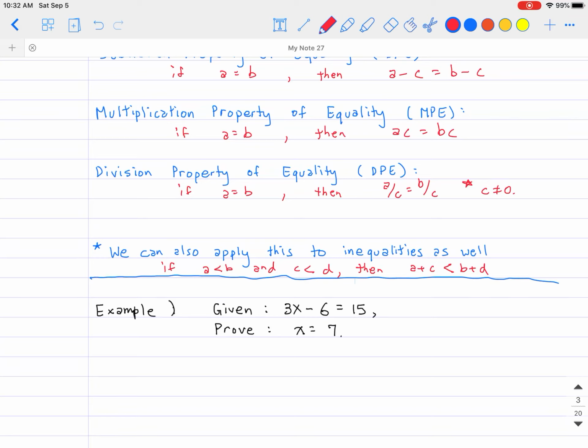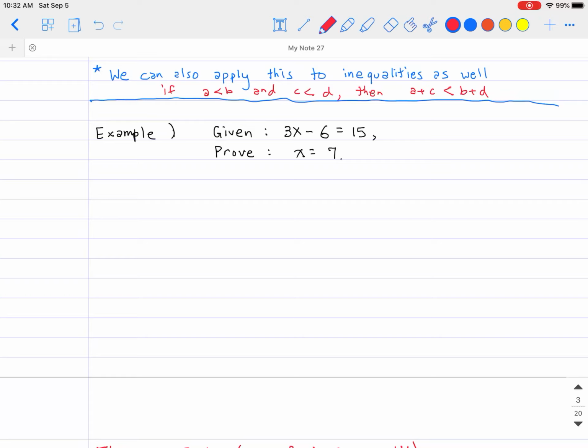So here's an example of a simple proof using algebra that you can rely on to help you see how things work out. Given 3x minus 6 is equal to 15, I want to prove that x is equal to 7. Now, since you took algebra, you know how to actually do this, right? You can literally just do it on the side. And in fact, that's what I'm going to do then. I'm going to go ahead and do this on the side.